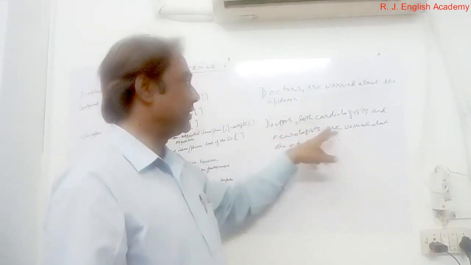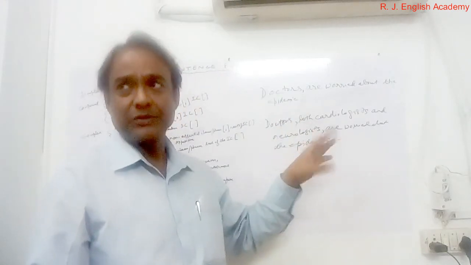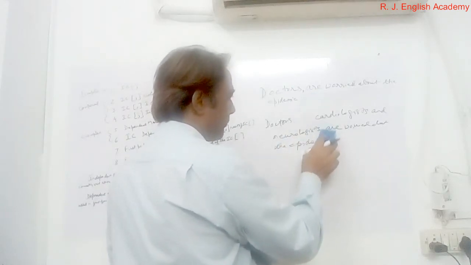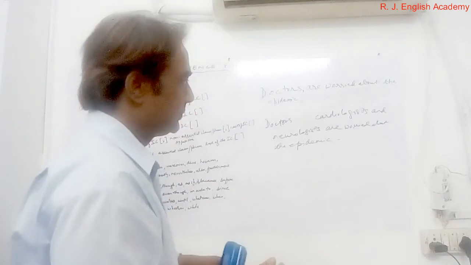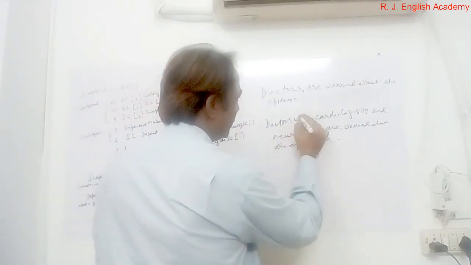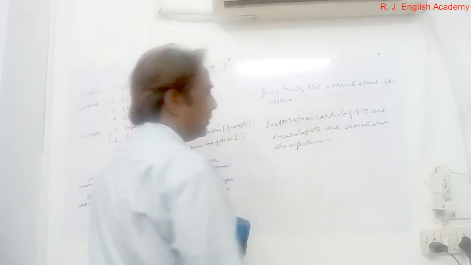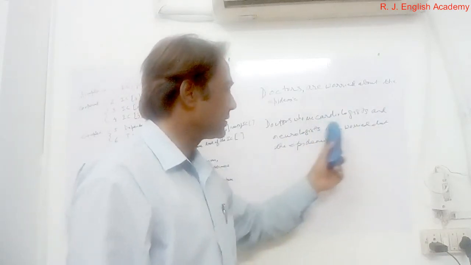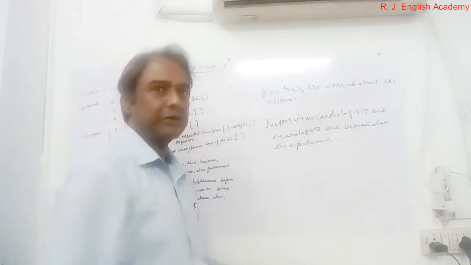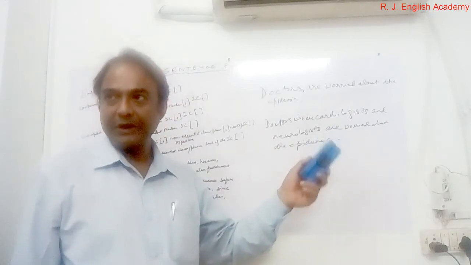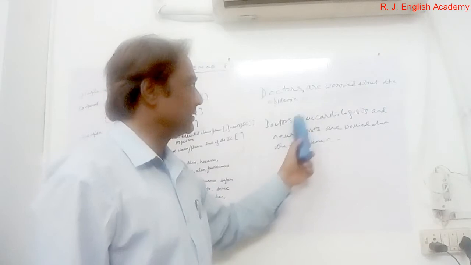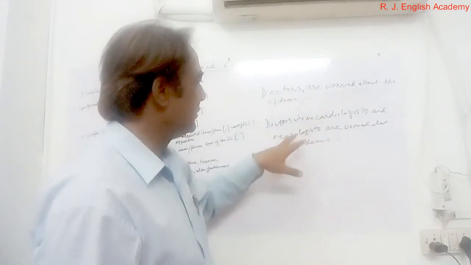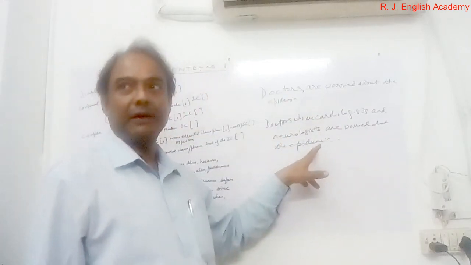But if the meaning changes, or if the meaning is not fulfilled, then let us say, doctors who are cardiologists and neurologists are worried about the epidemic, full stop. This is another pattern. This is the eighth pattern. Who are cardiologists and neurologists? This is an essential clause. Because cardiologists and neurologists are worried about the epidemic.